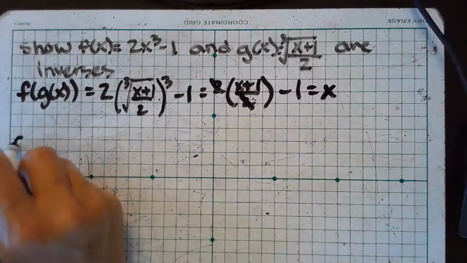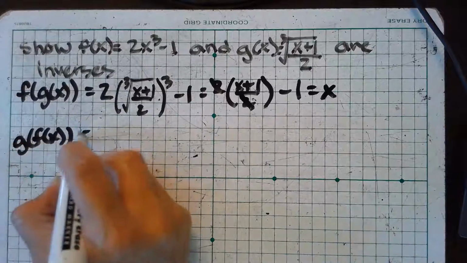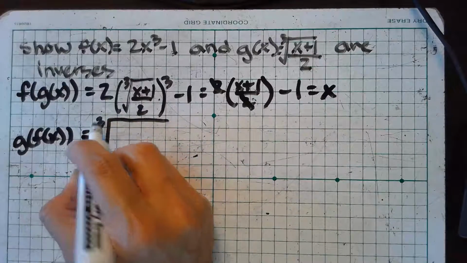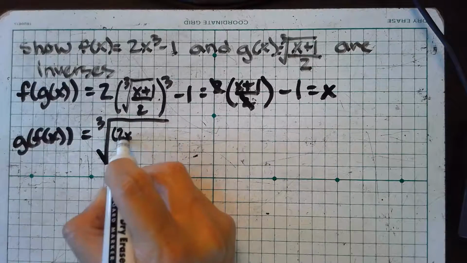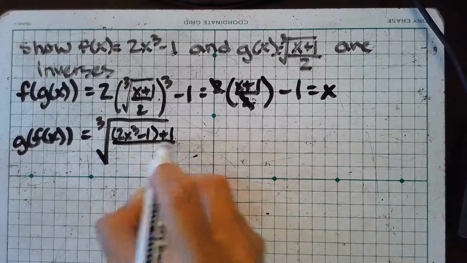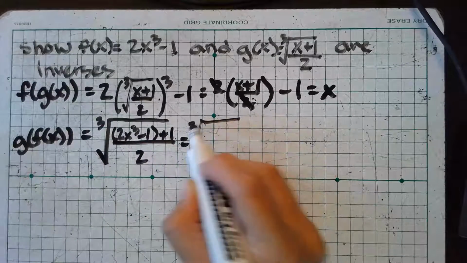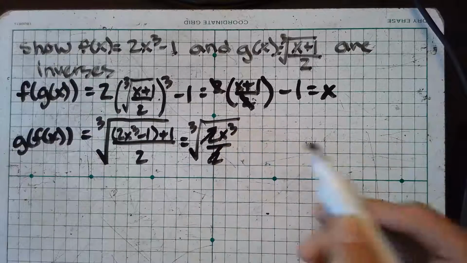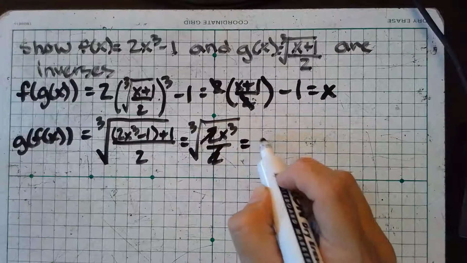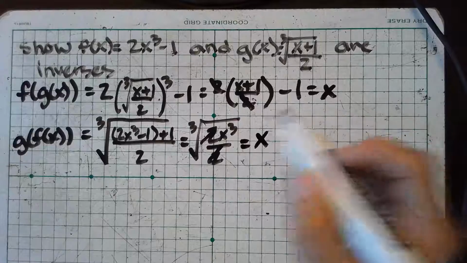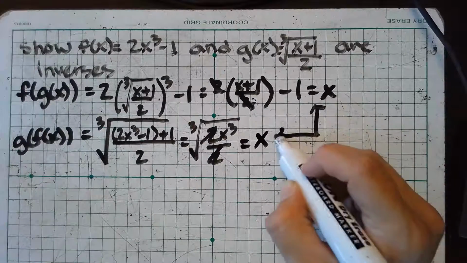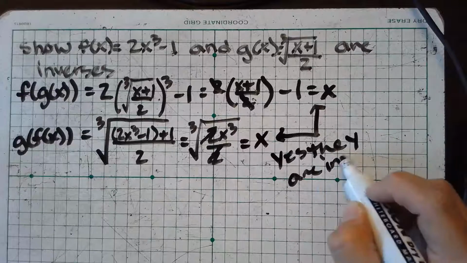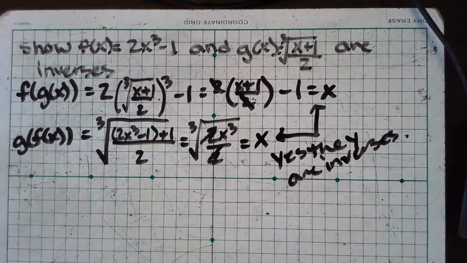And then when I do it the other way, g of f of x, that means I'm putting f inside of g, so it's the cube root of 2x cubed minus 1, and then plus 1 over 2. The 1's cancel, 2x cubed over 2, and those cancel. And the cube root of x cubed is x. So if the composition both ways equals x, then yes, they are inverses. And you should have done this in pre-cal at some point.